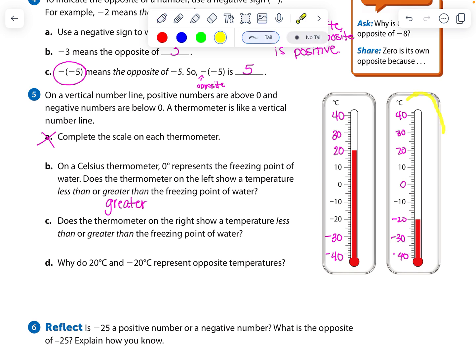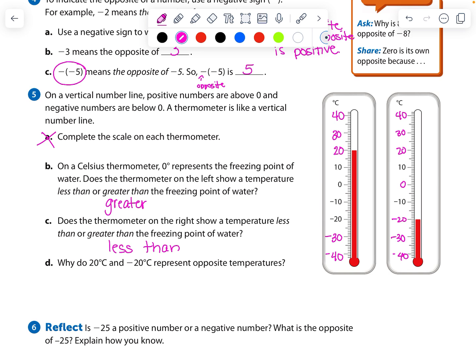The thermometer on the right. Does the thermometer on the right show less than or greater than the freezing point, which is 0? If we're down here, so we're below 0, it'd be less than. Okay. And then if you notice, these are showing positive 20 degrees and negative 20 degrees. Why do 20 degrees Celsius and negative 20 degrees Celsius represent opposite temperatures? And you have to remember what we said about opposites. Opposites are the same distance from 0, but on opposite sides of 0.